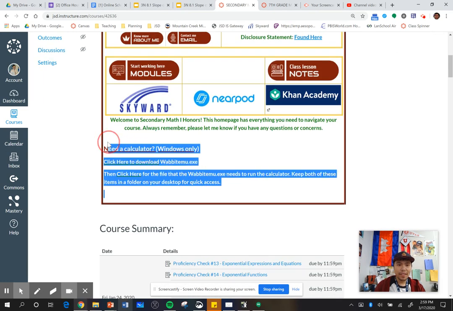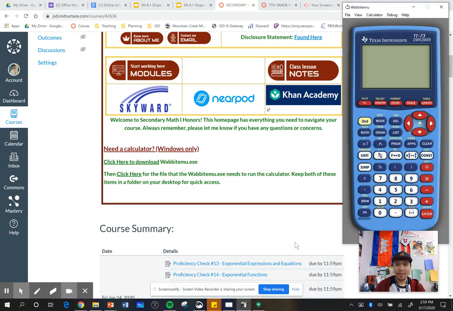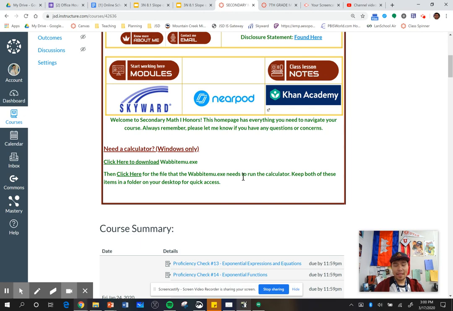One more thing too, if you need a calculator, make sure you go on my front page over here where it says need a calculator. That looks like this right here. It's called the Wabbit Emu. You download that, and that'll give you this kind of calculator. This is good for stats if you still need to make up stats work. Unfortunately, this only works on a Windows PC and a laptop. I don't think it works on Chromebooks. You have to check that for me. And it doesn't work on Mac, okay? But that's that for you.